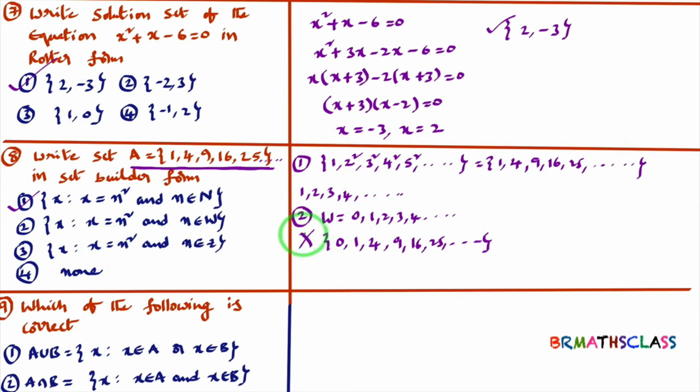Similarly, the third option also you will get the same thing. Integers. Integers means 0, plus or minus 1, plus or minus 2. You will get the same answer as in the second option. For the third option, if you write the set builder form, you will get the same answer. However, we easily identified that the first option is the right option.